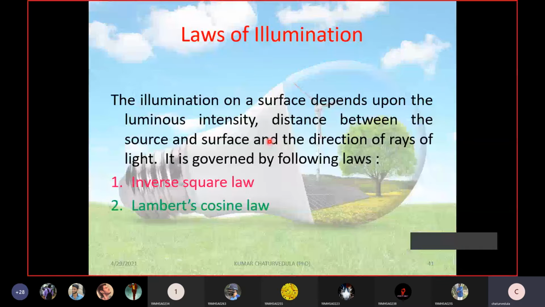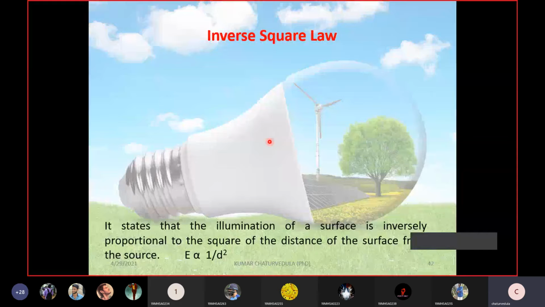The inverse square law states that the illumination of a surface is inversely proportional to the square of the distance of the surface from the source. So illumination E is proportional to 1 by d square, since it is inversely proportional. So this is the diagram. I hope you are able to see the diagram.